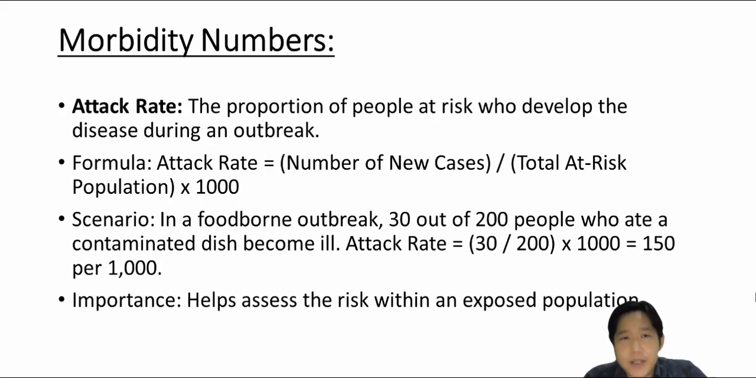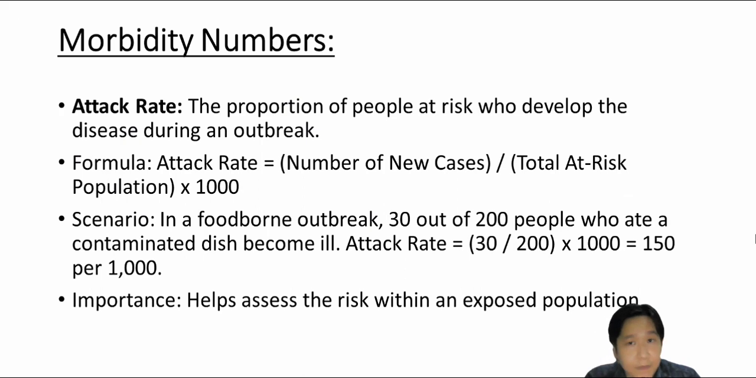Next morbidity number is the attack rate. Attack rate is the proportion of people at risk who develop the disease during an outbreak. The formula is, for the numerator, number of new cases divided by total at-risk population multiplied by 1,000.